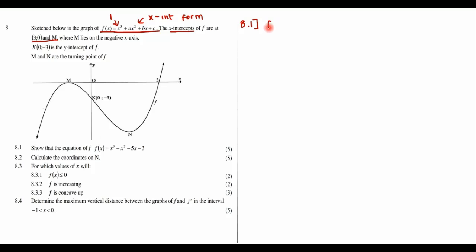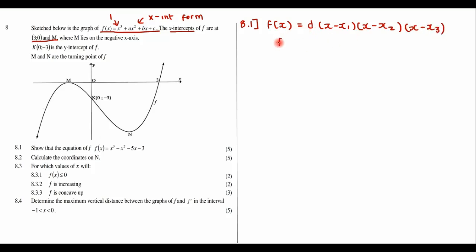Because of that, f of x will be written using the x-intercept formula. Normally the x-intercept formula for a cubic function is a times (x minus x1)(x minus x2)(x minus x3). But they already used a for something else. So instead of using a, I'm just going to use d, but I'll still write the same thing. This is just to make sure that you don't get confused in substituting the value for a, because you don't even know what the value of a is at the moment. So we have x minus x1, x minus x2, and x minus x3.